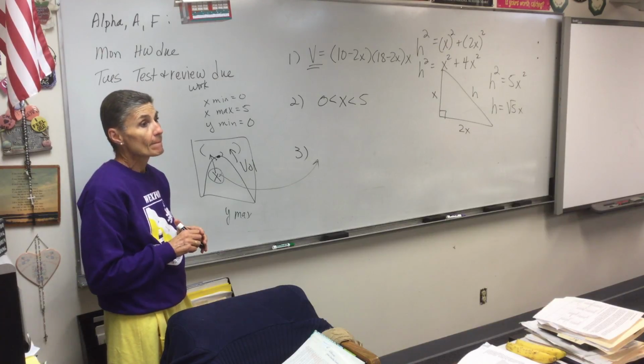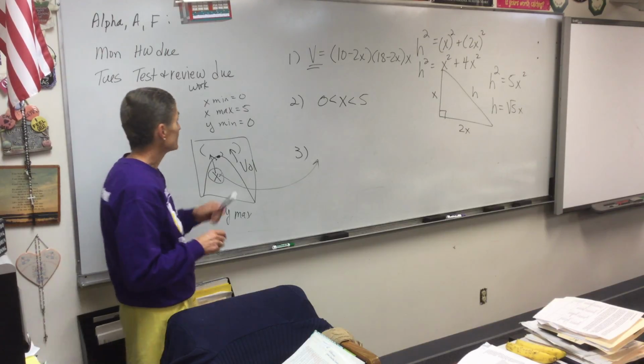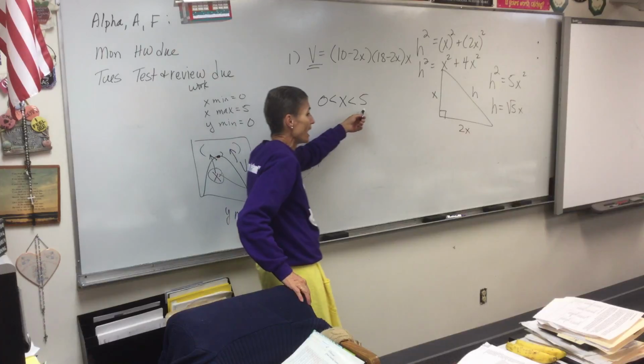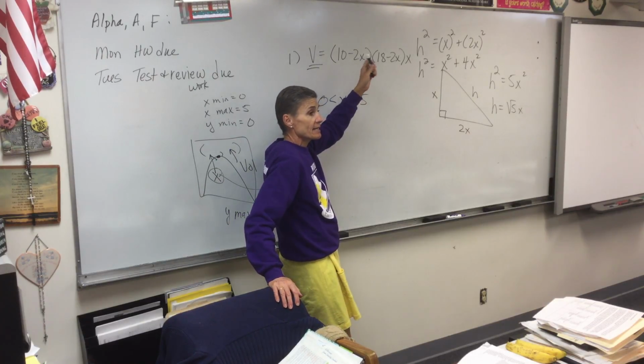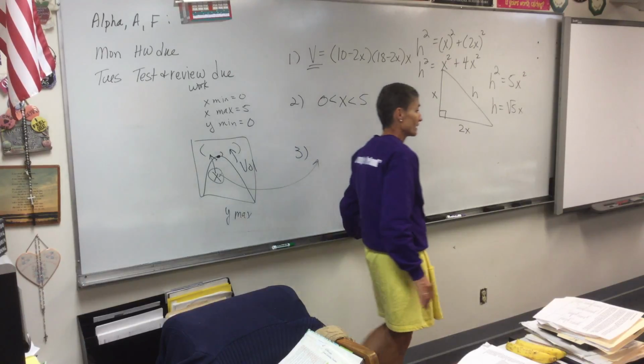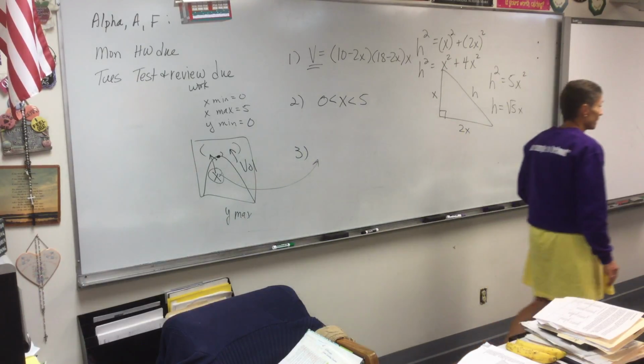How did you get 5 right there? Somebody tell her, how did you get 5 right here? What's our logic? The shortest side is 10. I'm going to cut something from both sides so that it can't be more than 5.